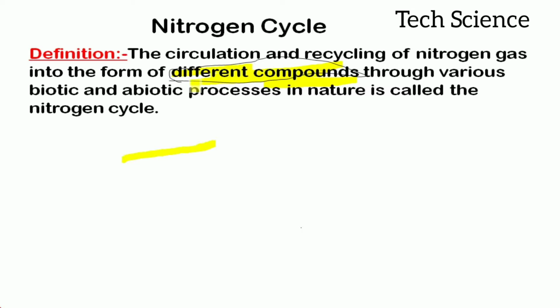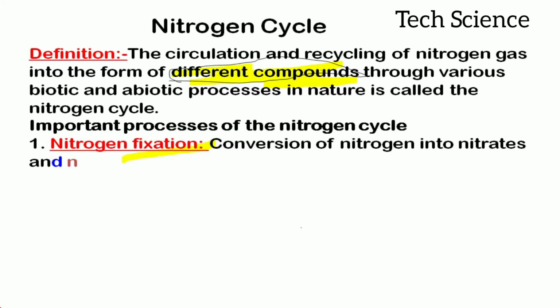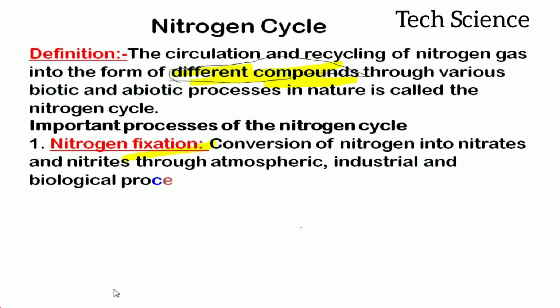Before we directly start, there are some processes in this nitrogen cycle. The name of this point is the important processes of the nitrogen cycle. The first one is nitrogen fixation. What is nitrogen fixation? Here, first of all, the nitrogen gas present in the atmosphere we have to convert into a nitrogenous compound, meaning in the form of, number one, nitrate, and second, nitrite.